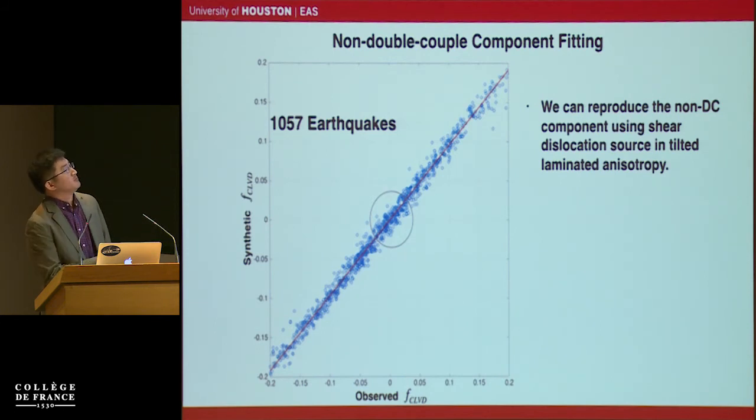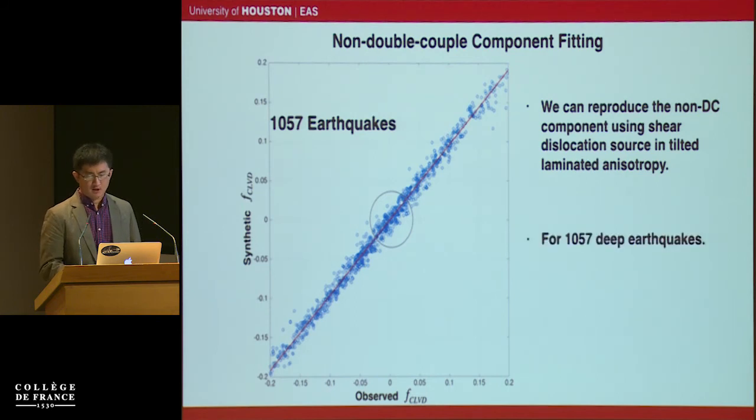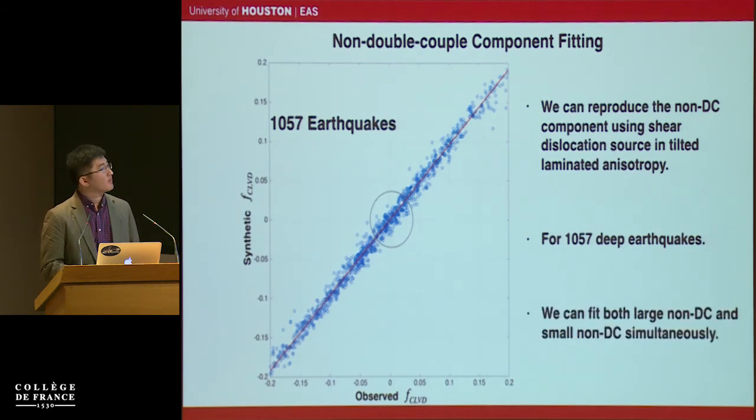And that's the anisotropy, but importantly, we only use the shear dislocation as a source mechanism. So there is no need to invoke a different source mechanism for deep earthquakes. That's for 1,057 earthquakes. Again, as I said, we fit both.